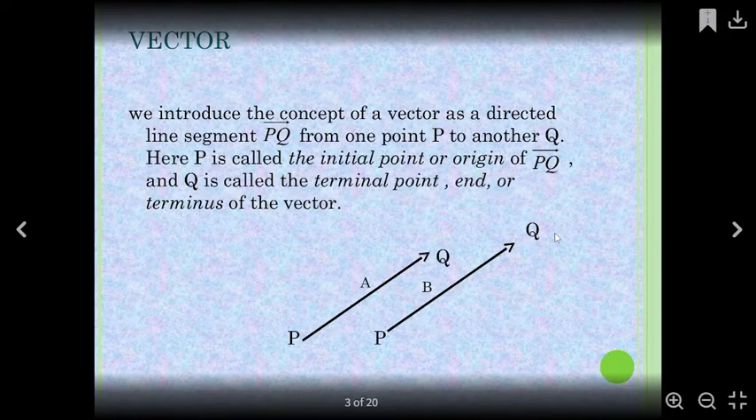We introduce the concept of a vector as a directed line segment PQ from one point P to another point Q. Here P is called the initial point or origin of PQ, and Q is called the terminal point or terminus of the vector. This is the representation of a vector. Q is known as the head and P is known as the tail.